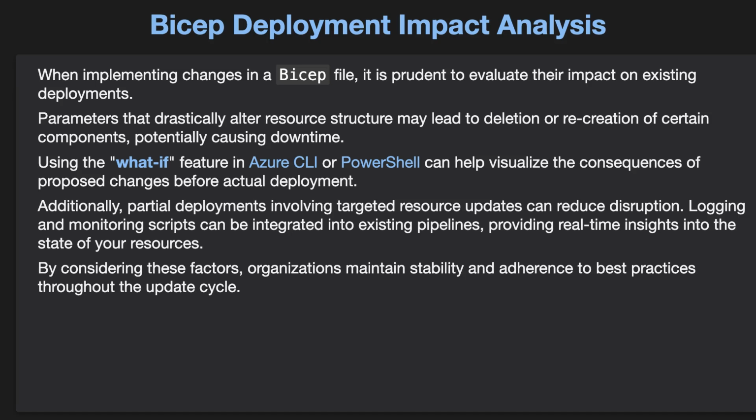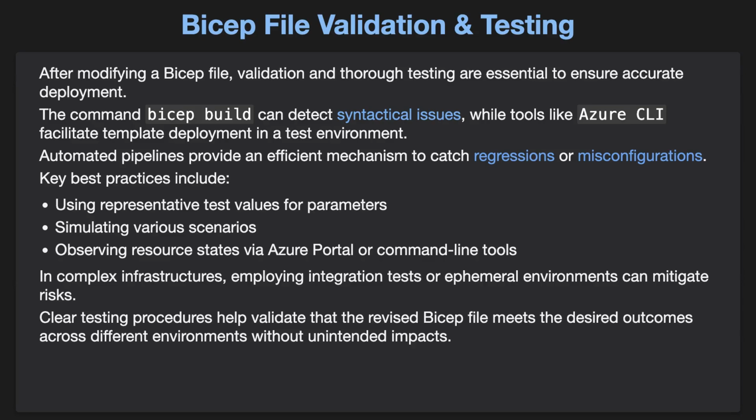Logging and monitoring scripts can be integrated into existing pipelines, providing real-time insights into the state of your resources. By considering these factors, organizations maintain stability and adherence to best practices throughout the update cycle. After modifying a Bicep file, validation and thorough testing are essential to ensure accurate deployment. The Bicep build command can detect syntactical issues, while tools like Azure CLI facilitate template deployment in a test environment. Automated pipelines provide an efficient mechanism to catch regressions or misconfigurations.